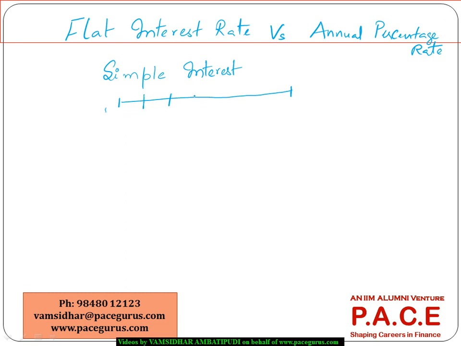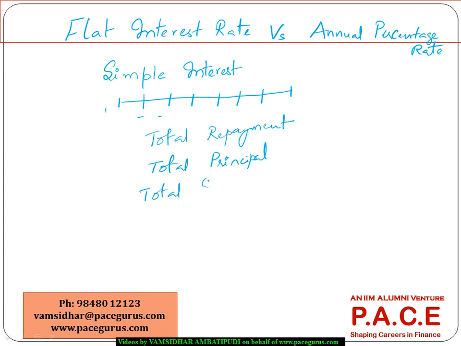based on whatever monthly payments are being made, compute the total repayment amount. No time value, nothing. Just find out the total repayment amount and we know the total principal. So the difference between the two is the total interest paid during that particular period.